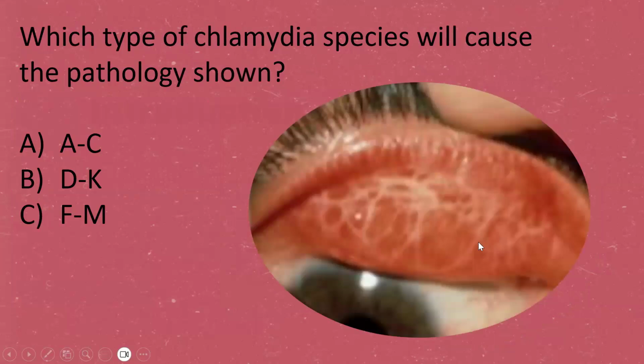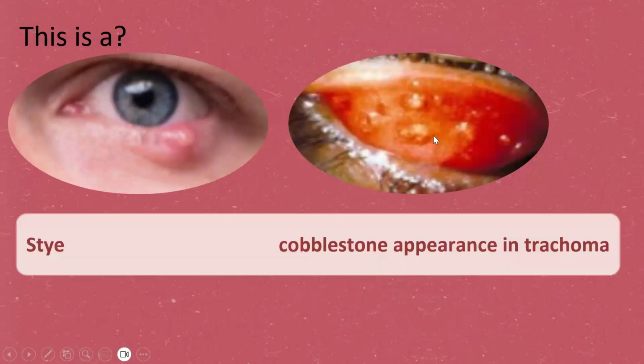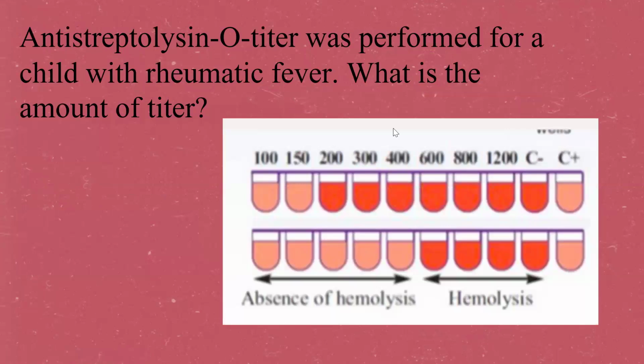Which type of chlamydia species is this? Okay, and the pathology shown. So what is this? This is corneal, not corneal, excuse me. This is the scarring of the lid, and this is because of trachoma caused by chlamydia. The types of chlamydia that cause trachoma are A to C. D to K will cause inclusion conjunctivitis in neonates between 2 to 25 days. This is a stye, and this is a cobblestone appearance in trachoma.